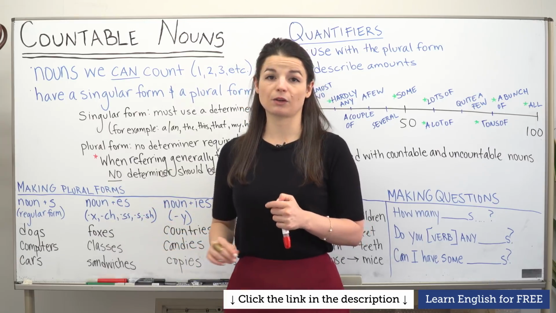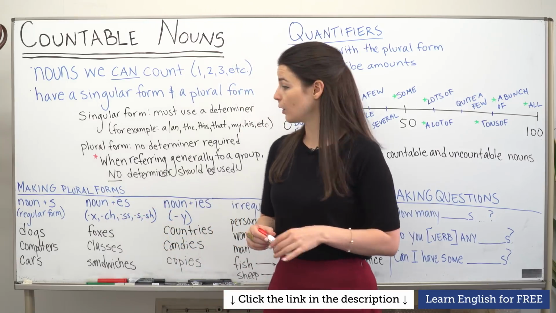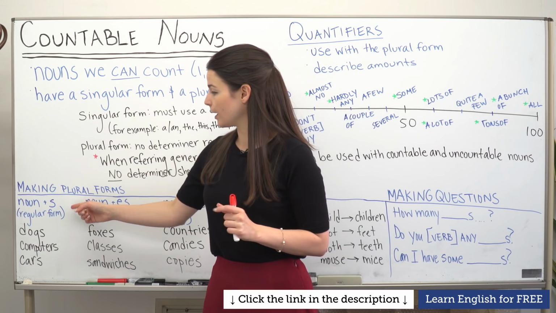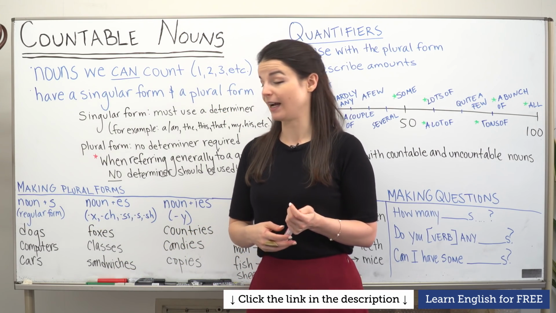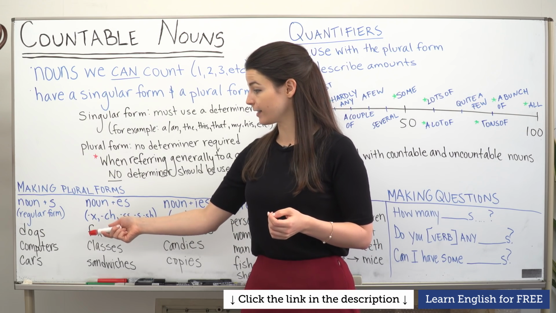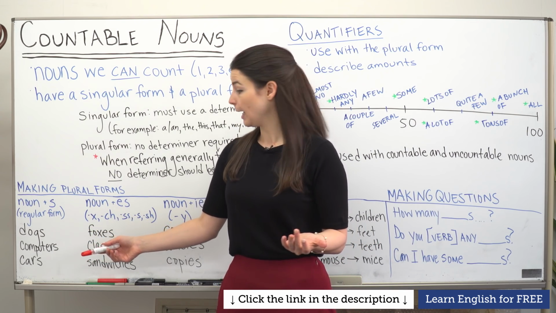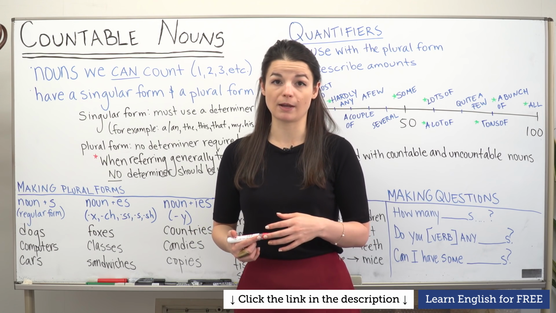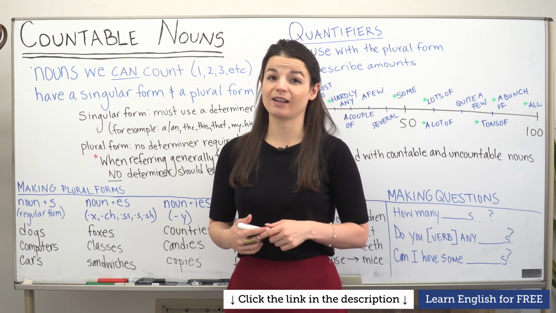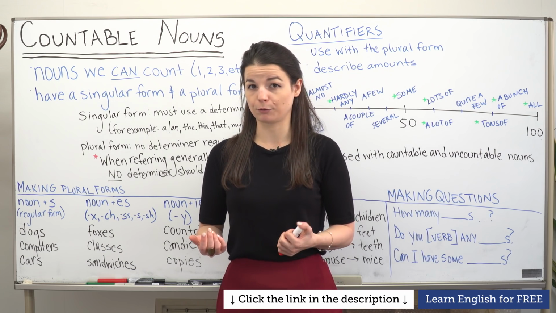There are a few different rules to consider here. So first, the regular way to make a plural noun is to just add an S to the end of the noun. So for example, dogs, we add an S, computers, and cars. So these are simple plural form nouns. We just add an S to the end of the noun to make the plural form.